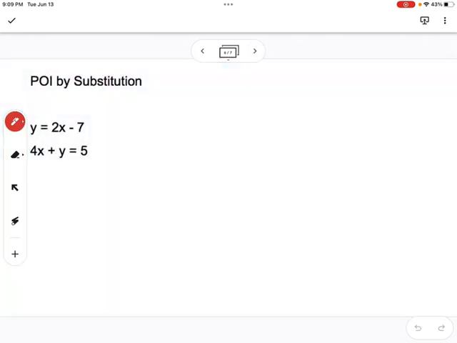The next method is using substitution. So the steps we want to go through for substitution, the first thing we want to do is isolate x or y for one equation. That we have done because one of our equations is y equals 2x minus 7. Y is by itself there, so that's good to go.